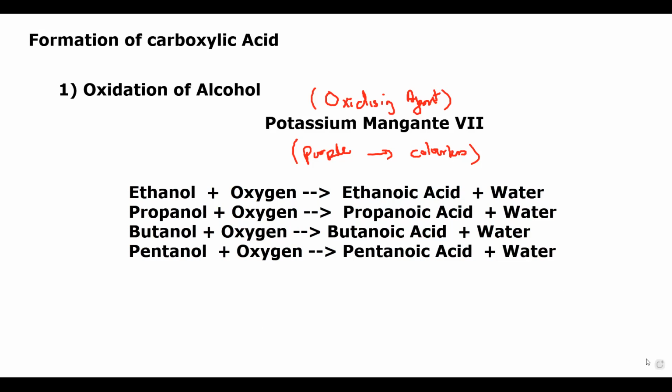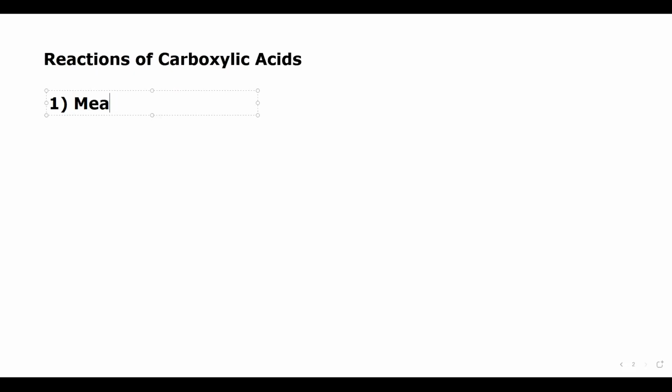Then the reactions of the carboxylic acid are the same as normal acids. Reactions of carboxylic acid, number one: when metal plus carboxylic acid, as when metal plus acid we get salt and hydrogen, the same thing happens. Metal plus carboxylic acid, what will be the result? The result will be salt plus hydrogen.